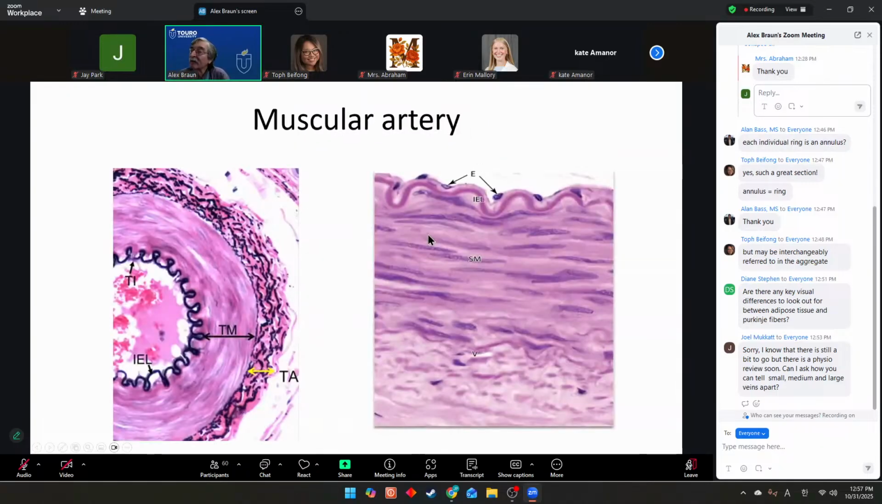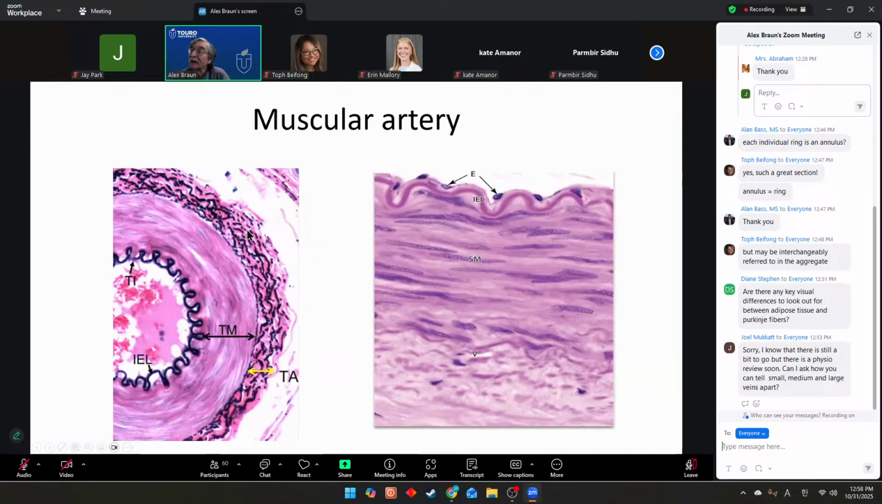Here's another picture of a muscular artery. We see a really nice vessel wall. The vessel wall is relatively thick in comparison to the lumen. There's a very well-developed internal elastic lamina here. There's a nicely developed muscular media here with many layers of smooth muscle nuclei, smooth muscle cells seen here. And this is the adventitia here.